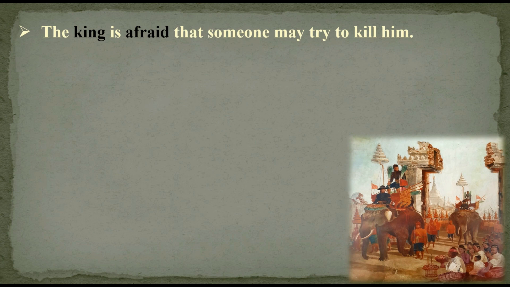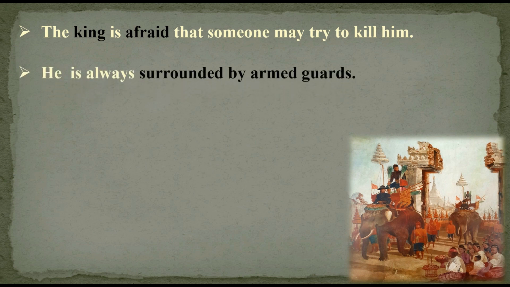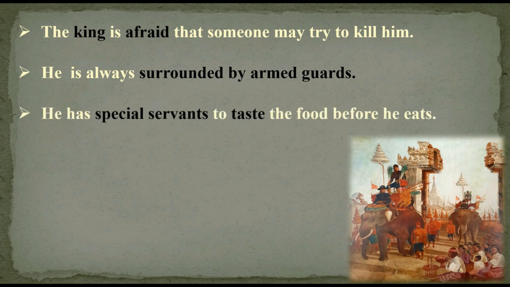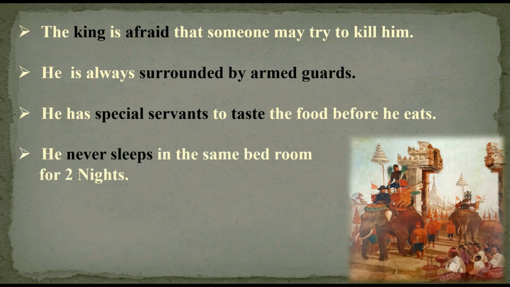So all that he watched in the Mauryan Empire, he wrote down. The king is afraid that someone may try to kill him, and he is always surrounded by armed guards. He has special servants to taste the food before he eats, and he never sleeps in the same bedroom for 2 nights because he is afraid of his death. So somebody might kill him. That's why he won't sleep in the same bedroom for 2 nights.